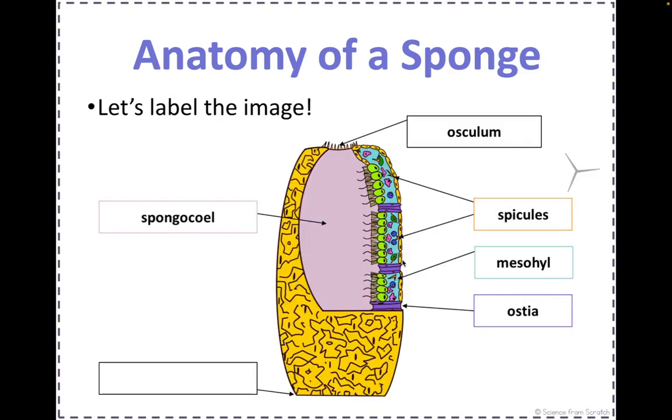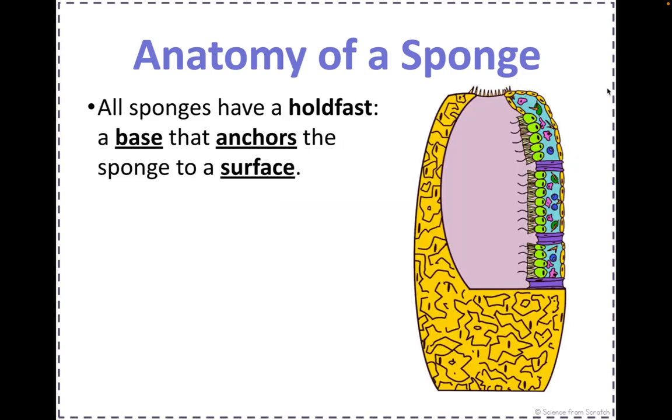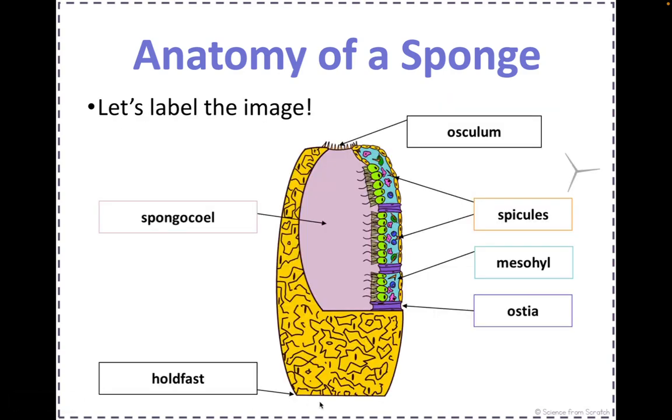Again, we're going to go back and add those in. We've got the ostia, which are these little pores that allow water to move in. The spongocoele is this large cavity in the middle, with that light purple color. And the osculum is here at the top, and this is what allows that wastewater to exit the sponge. Next, all sponges have a holdfast. The holdfast is the base that anchors the sponge to a surface. It would be right here at the bottom, and that should be the last missing label that you had.